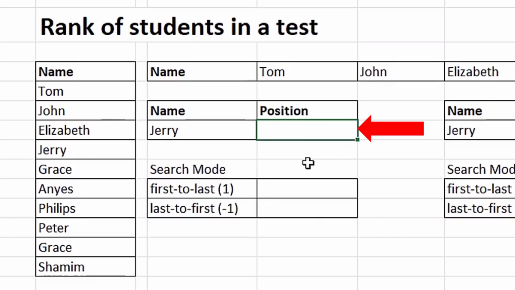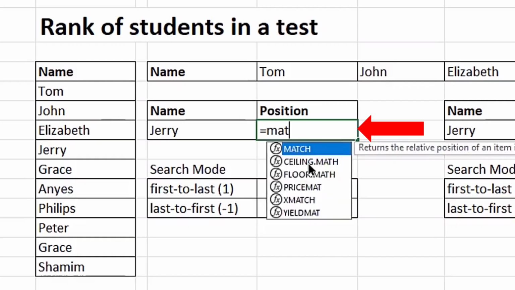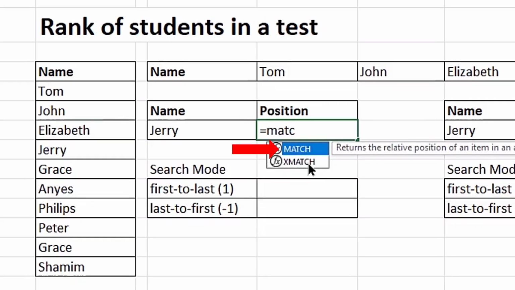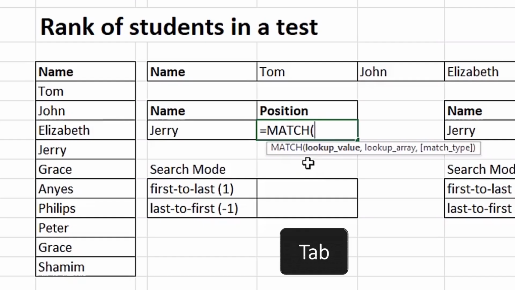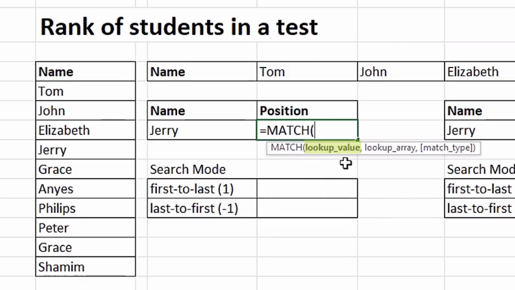With this cell selected, I'm going to do equals MATCH. When I see it highlighted in blue, I'm going to hit tab to select it. It has three arguments: the lookup value, the lookup array, and then the match mode. For the lookup value, we want to look up whoever is selected from this cell here, and then comma. For the lookup array, I'm going to highlight this list of students' names, and then comma.